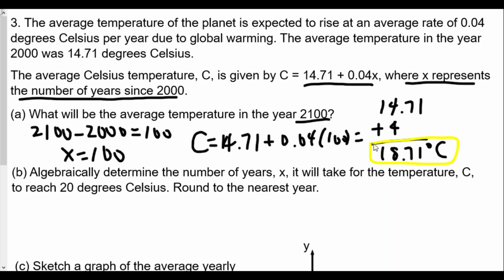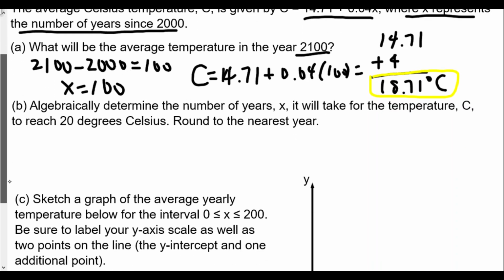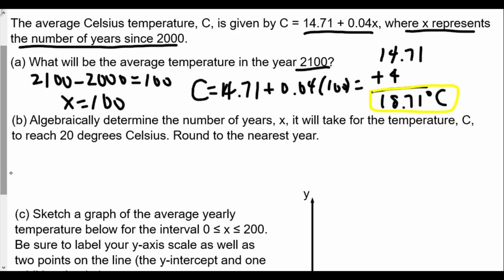Okay? Now we continue on to our next part, part B. Again, we want to keep track of that formula. Algebraically determine the number of years x it will take for the temperature C to reach 20 degrees Celsius. And so here we're given 20 degrees Celsius as the C value. All right, so now instead of putting C equals, we know what C equals. It's going to equal 20.